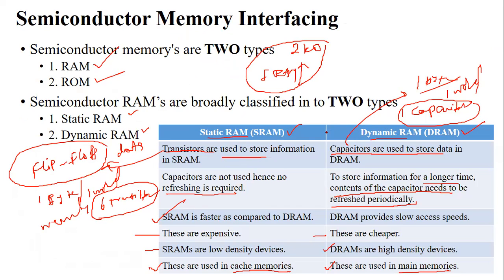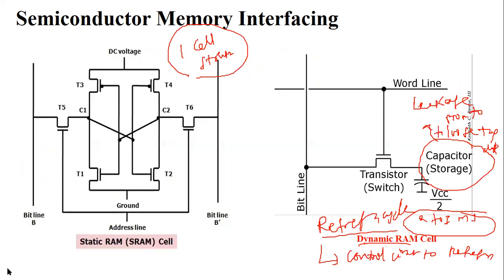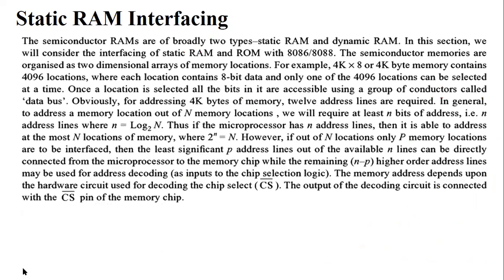When compared to the static RAM, the dynamic RAM can store more memory. On cost, static RAM cost is very high when compared to the dynamic RAM, because for storing one bit of data you require one cell, and each SRAM cell requires 6 transistors. But each cell in DRAM requires only one capacitor to store the data.